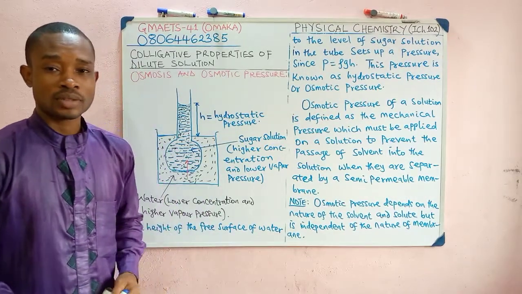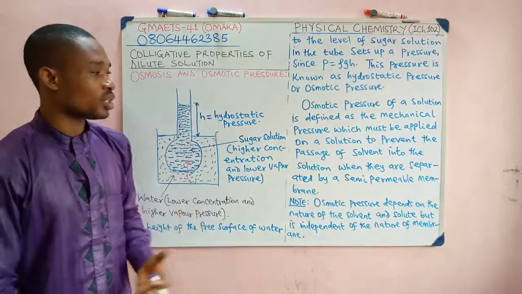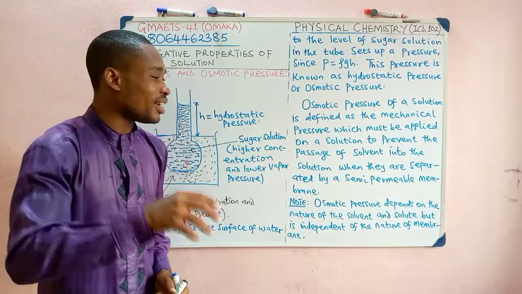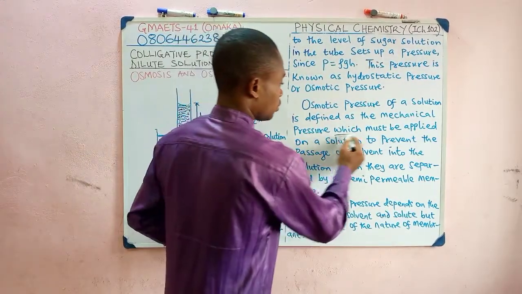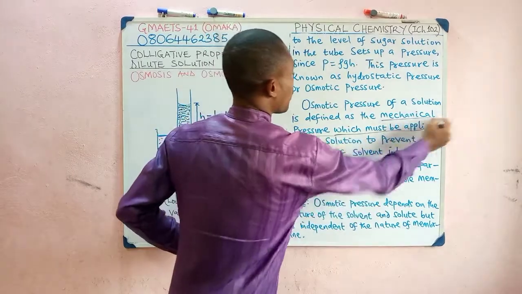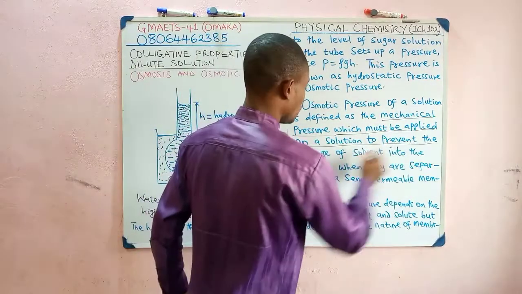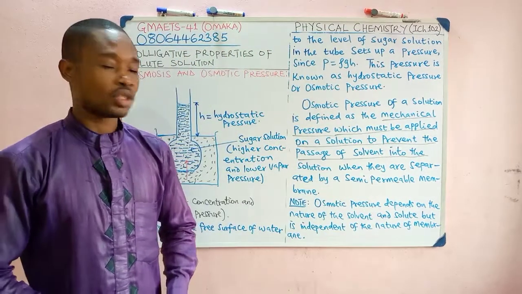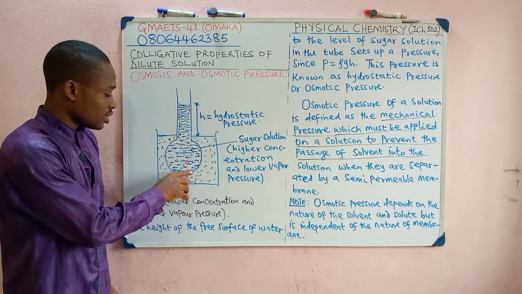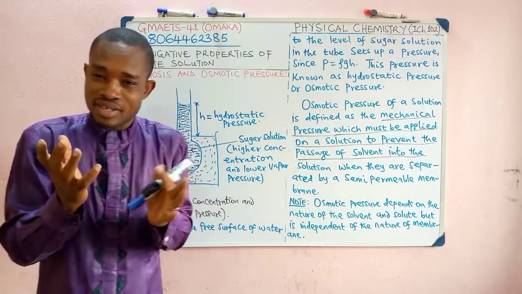That pressure that does that is what we call the hydrostatic pressure, or we call it what? Osmotic pressure. Now we have the definition here on the board that the osmotic pressure of a solution is defined as the mechanical pressure which must be applied on a solution. Okay, it's a mechanical pressure that must be applied to a solution in order to prevent the passage of solvent molecules into the solution when they are separated by a semi-permeable membrane.